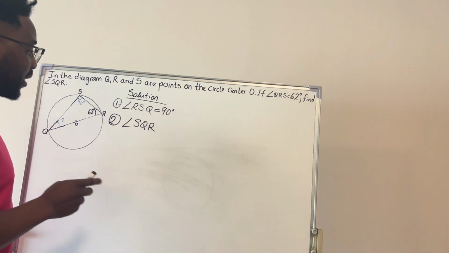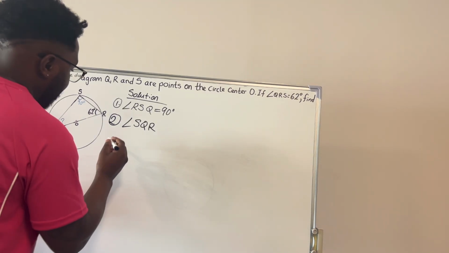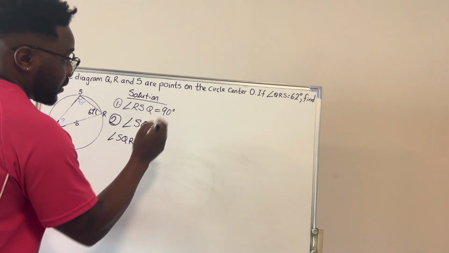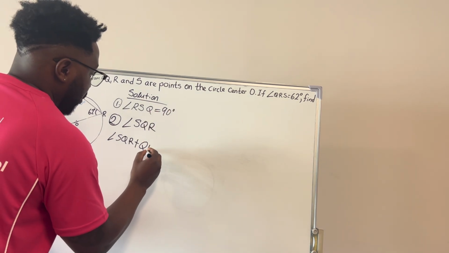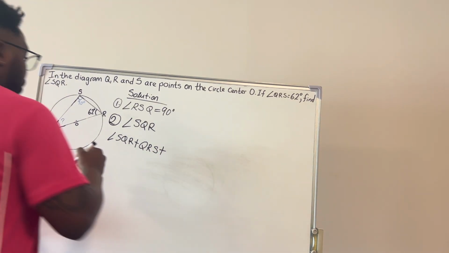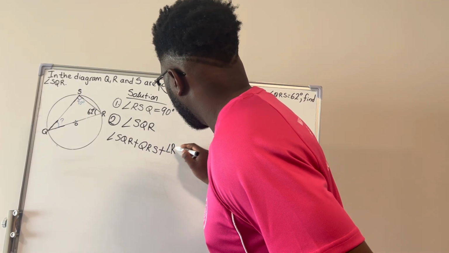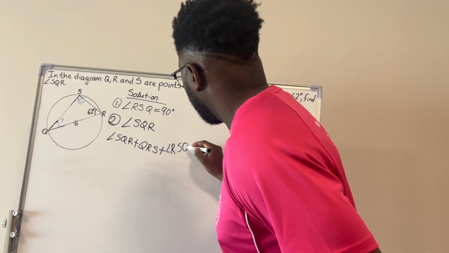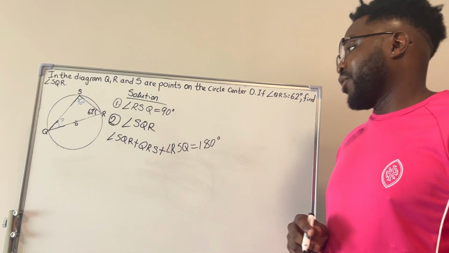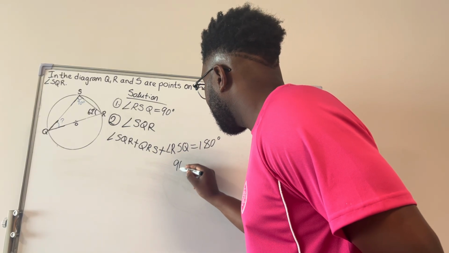180 degrees. So for us to find angle SQR, all we have to do is add angle SQR plus angle QRS plus angle RSQ, and equate it to 180 degrees. Now we know our angle RSQ is 90 degrees.